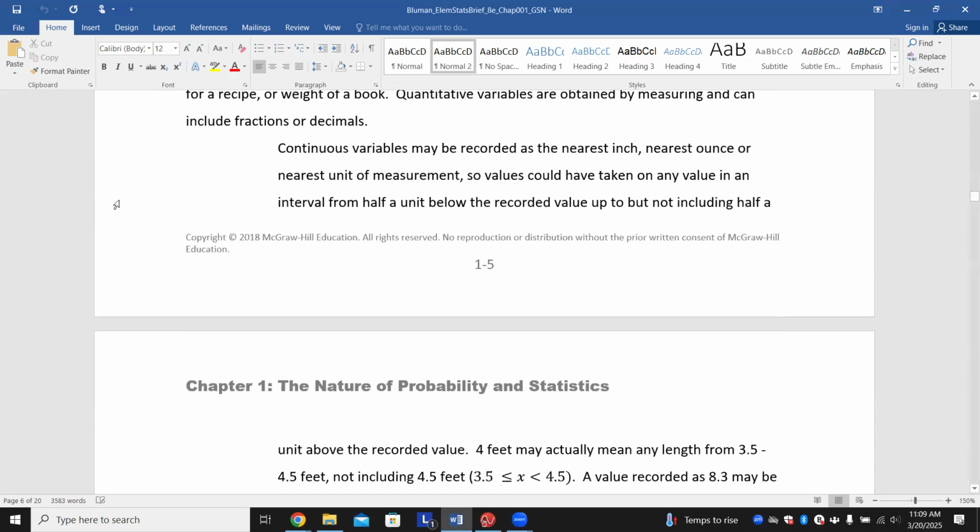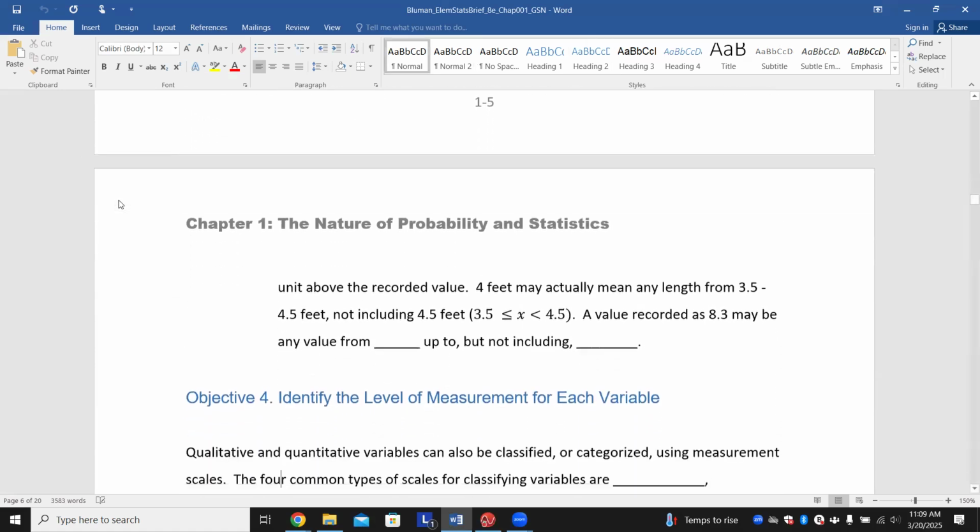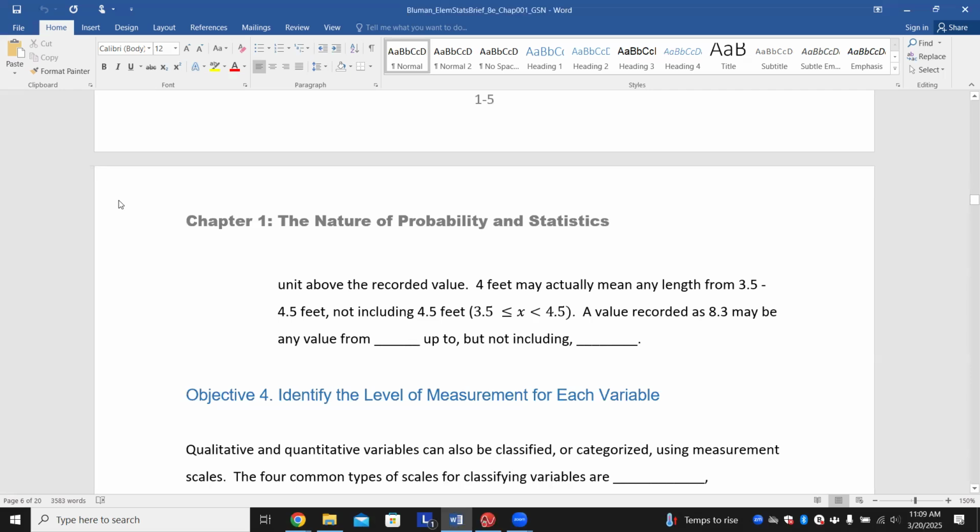So we can see that continuous variables may be recorded as the nearest inch, nearest ounce, or nearest unit of measurement. So values could have taken on any value in an interval from half a unit below the recorded value up to, but not including, half of a unit above the recorded value. So for instance, 4 feet may actually mean any length from 3.5 feet to 4.5 feet, but not including 4.5.